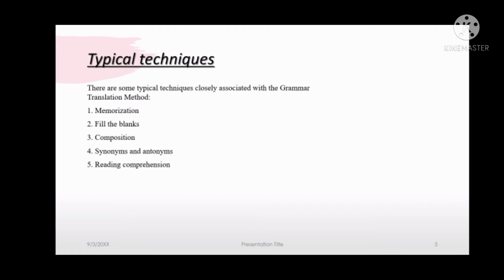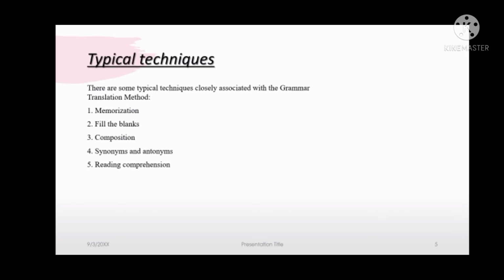And the next is synonyms and antonyms. In synonyms and antonyms, students are given one set of words and asked to find antonyms in the reading passage. Students could also be asked to find synonyms for a particular set of words. The last one is reading comprehension. In this technique, students answer questions in the target language based on their understanding of the reading passage.